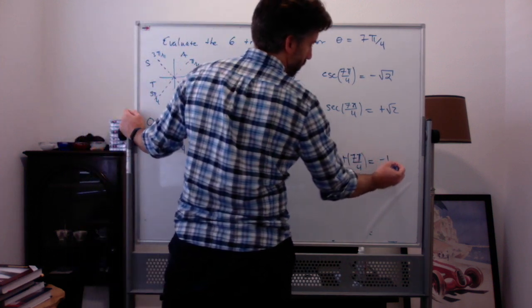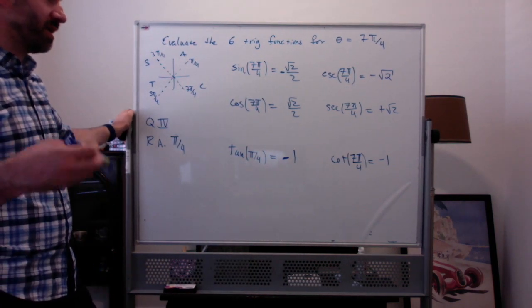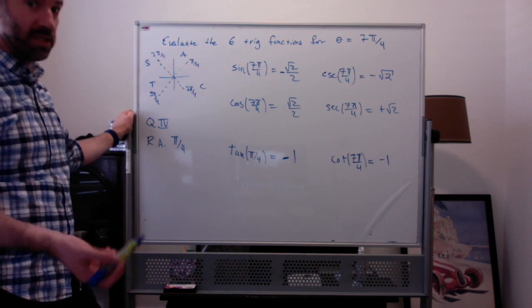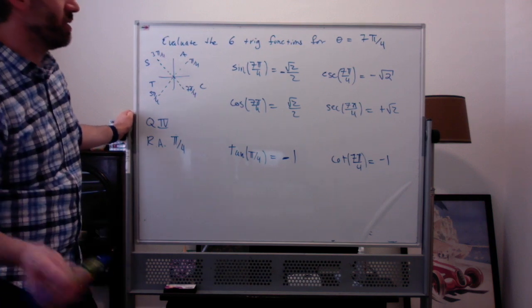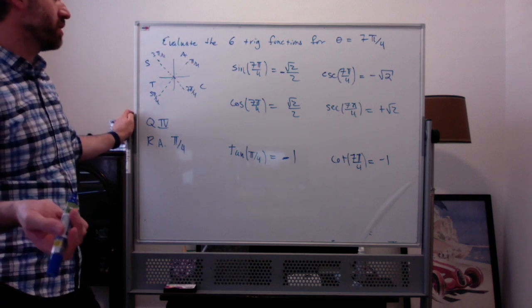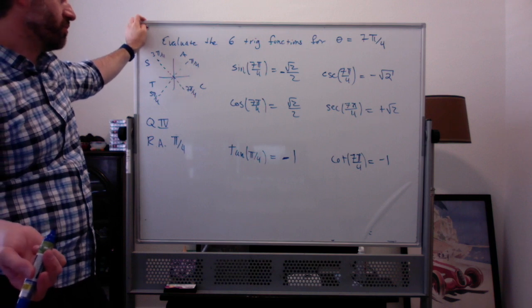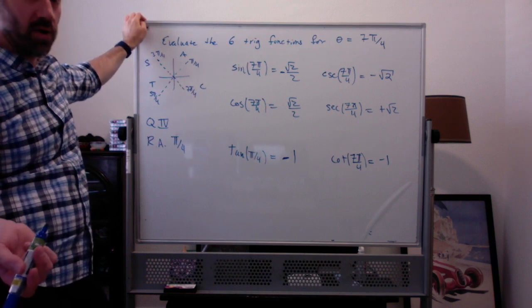Important fact, reciprocals never change signs, right? If something is negative, its reciprocal is negative. If something is positive, its reciprocal is always positive. Right, so now I want you guys to try finding all 6 trig functions for the angle. Let's do 4 pi over 3. So I want you guys to all try that.